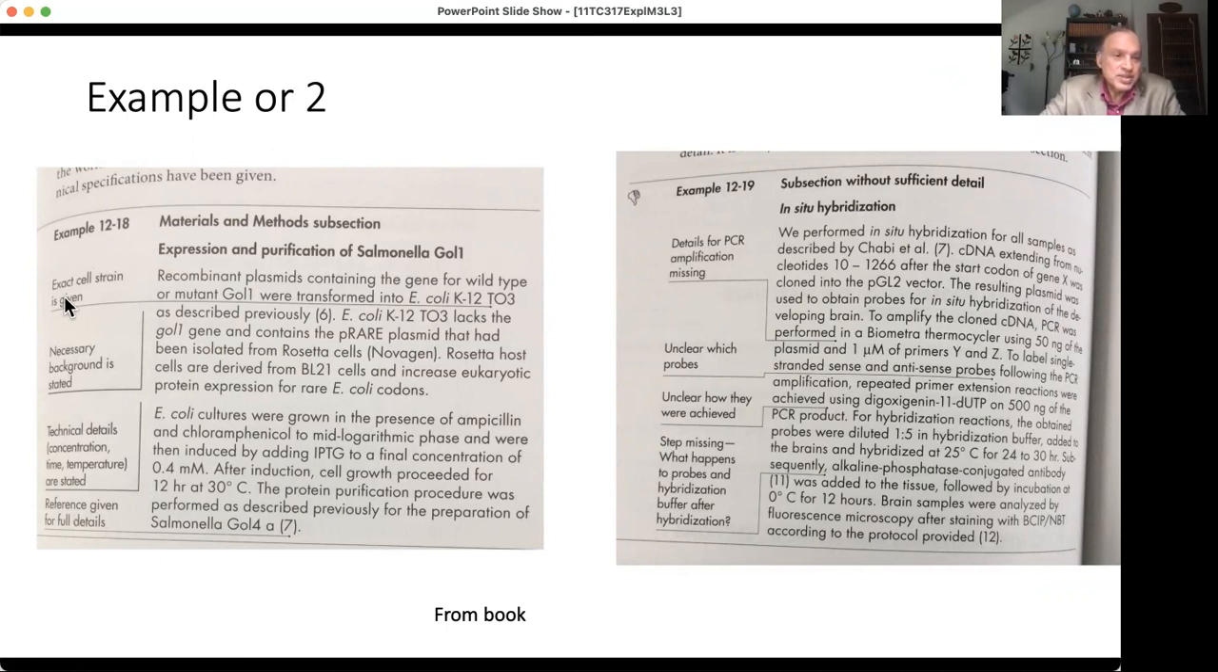So here the exact cell strain is given. That's the cell strain used, materials and methods. Necessary background is stated here. So plasmid that had been isolated from so-and-so. So relevant, so what is this and where did it come from? And technical details, concentration, time, temperature, they're all necessary to repeat the experiment. So how they're gathered or purified or allowed to grow, whatnot.